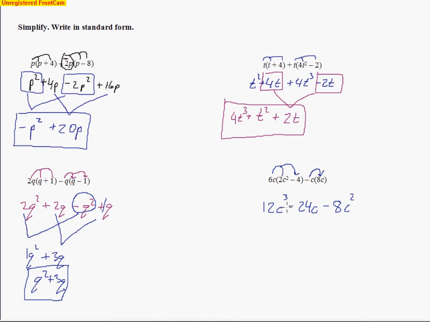So writing it in standard form means descending order. So I'm just going to move this term right here. I'm going to move it in between these two terms because that way it goes from the highest exponent to the lowest. So it's going to be 12c to the third minus 8c squared minus 24c. So the sign in front always gets moved with the term as you are moving things.